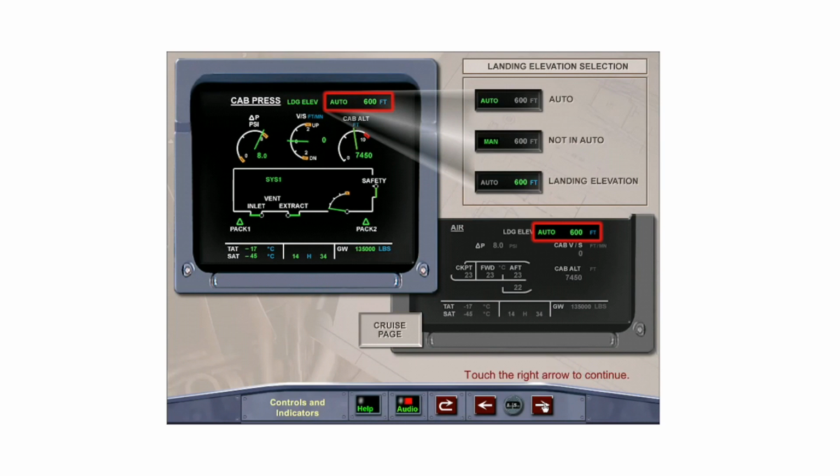The Ecam cabin pressure and cruise pages display the landing elevation auto in green when the landing elevation selector is in the auto position. The elevation displayed is the landing elevation selected by the FMGC. When the landing elevation selector is not in the auto position, landing elevation manual and the selected elevation are displayed in green. When the manual select push-button switch is selected to the manual position, the mode and elevation are not displayed.